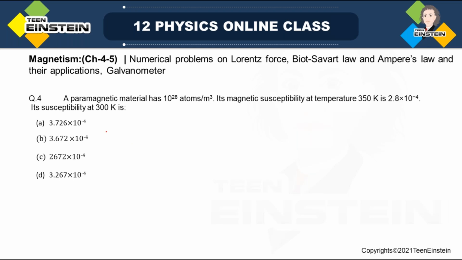So the fourth problem we'll solve here. The fourth problem says a paramagnetic material has 10 to the power 28 atoms per meter cube. Its magnetic susceptibility at temperature 350 Kelvin is 2.8 into 10 to the power minus 4, and its susceptibility at 300 Kelvin you have to find out.